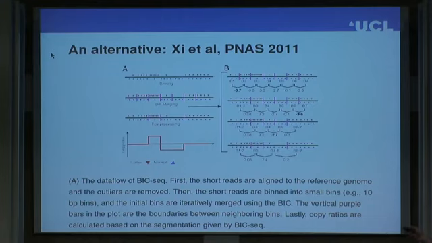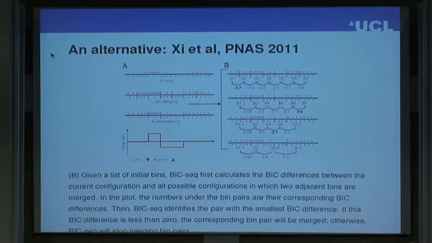For example, here they start by merging B4, B6, B7. Bins 1 and 2 are being merged here. Then they decide to merge 6 and 7, and so forth. So they go through this iterative process of merging and cutting the genome using some sensible statistics to come up with a segmentation of the data.